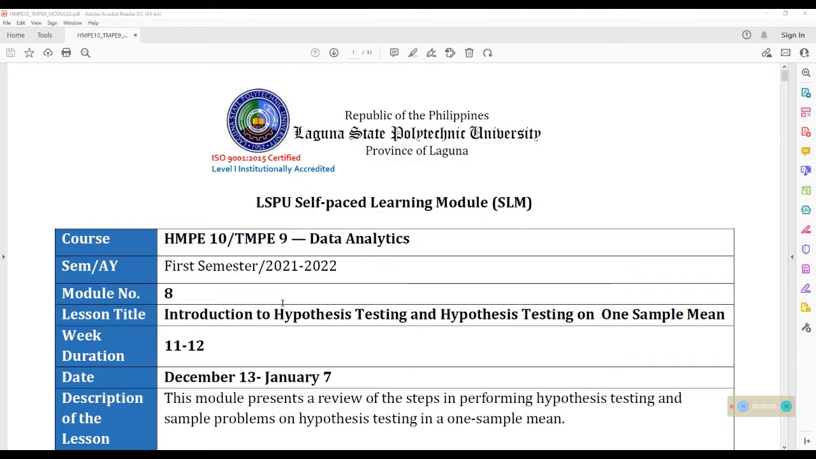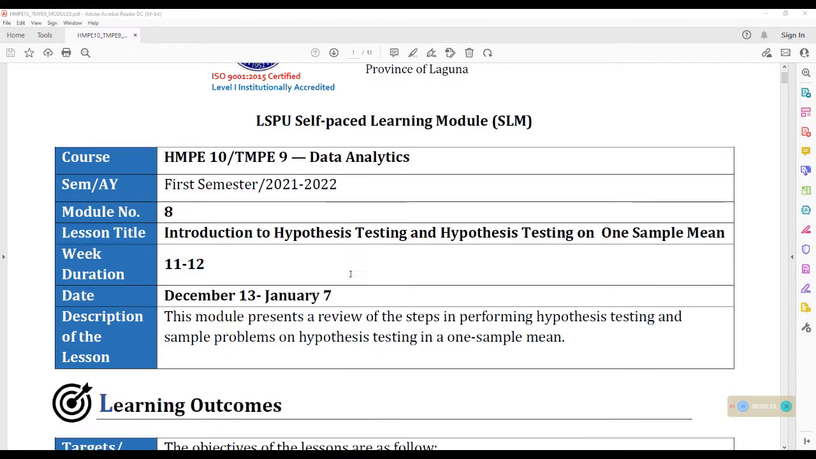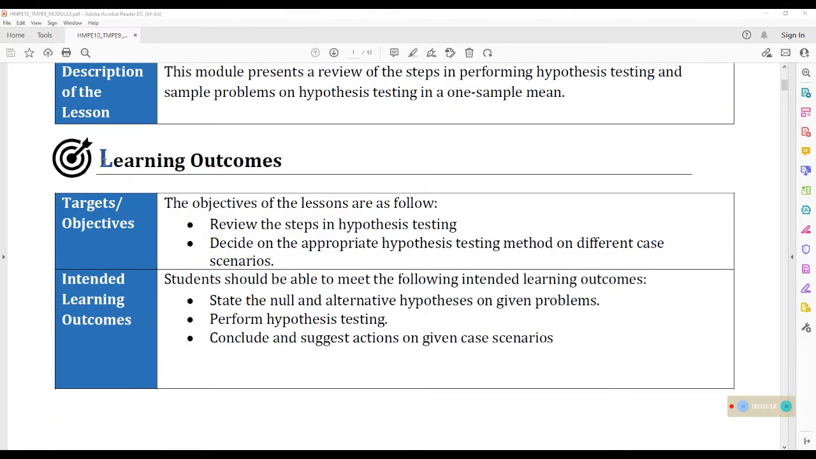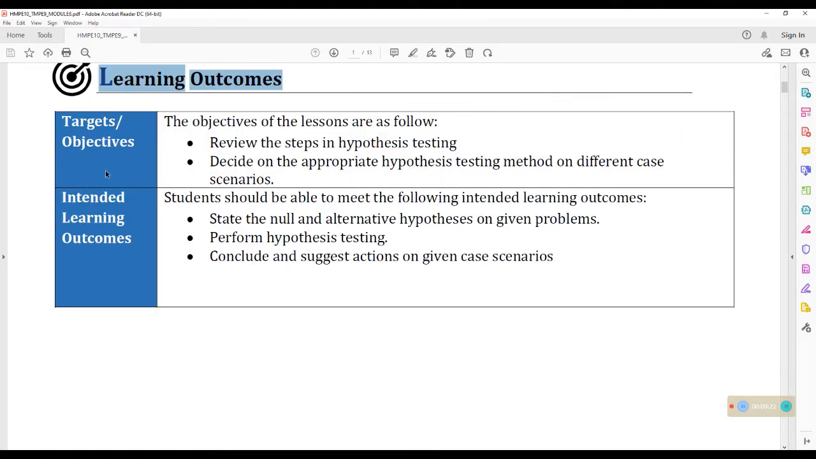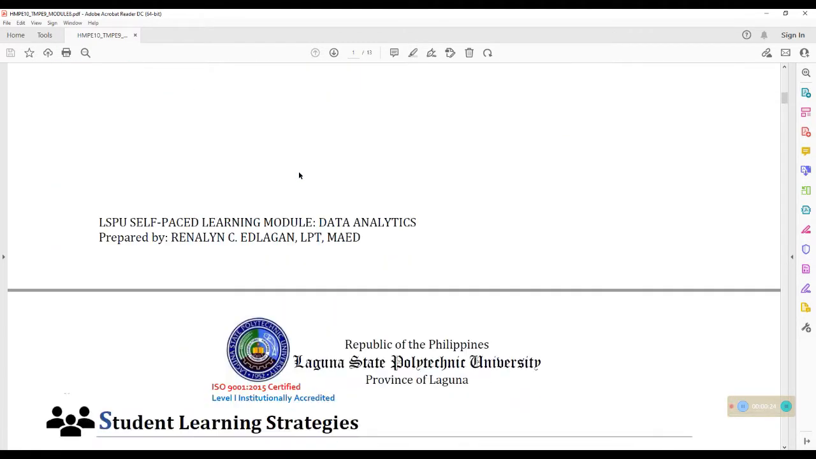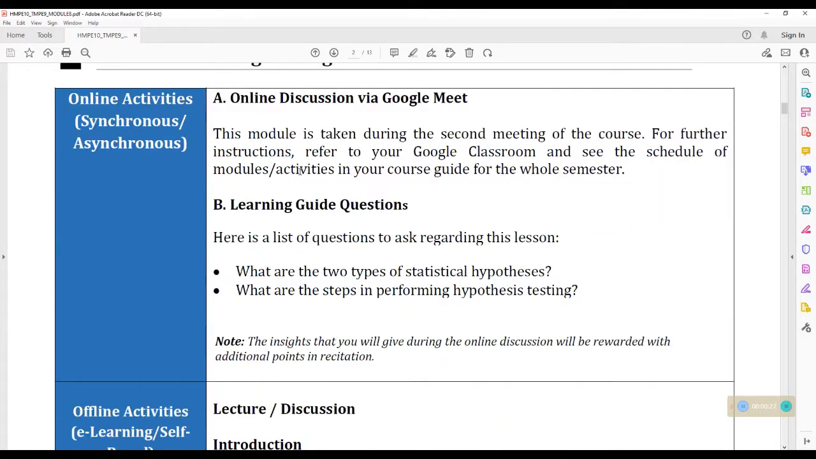This is Miss Rena, and today we are going to have the introduction to hypothesis testing, and also we are going to perform hypothesis testing on one sample mean. Again, you have plenty of time to read this on your own, so pakitingnan po yung target objectives and intended learning outcomes. Now, let's proceed with the learning guide questions.